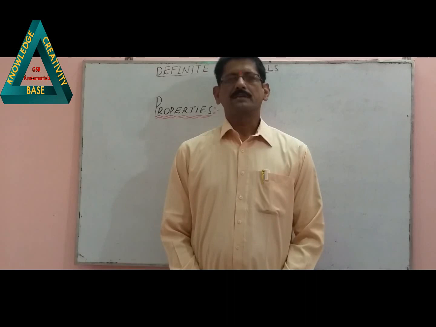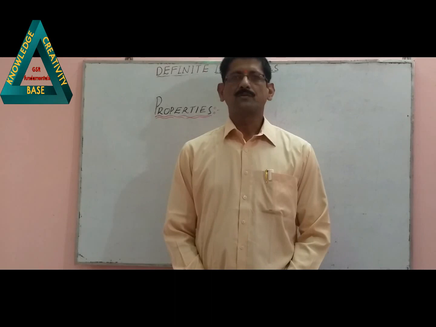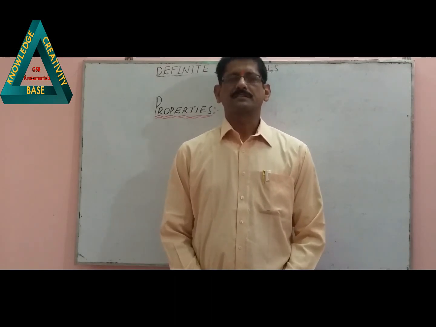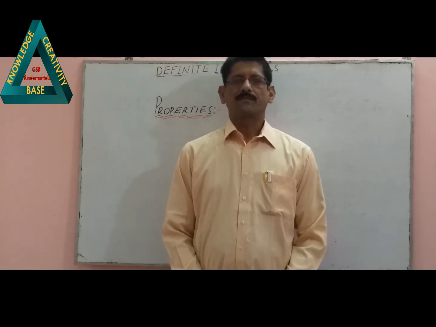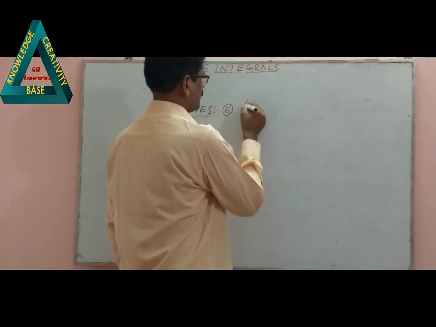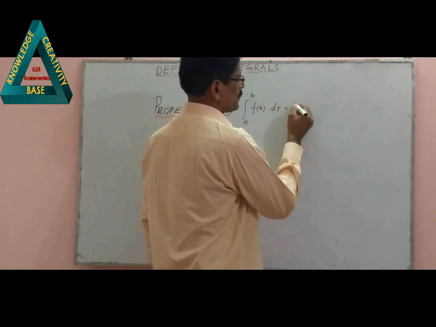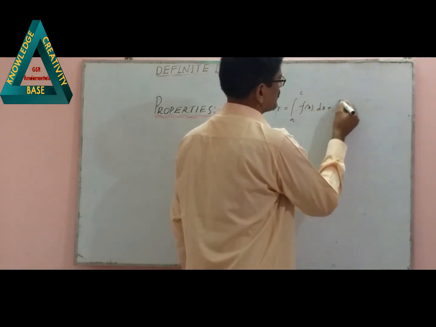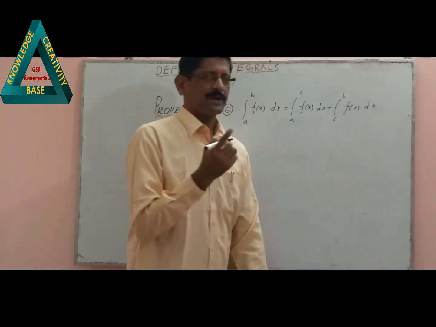The sixth property is integral a to b f of x dx is equal to integral a to c f of x dx plus integral c to b f of x dx. Here c is one value that lies between a and b. That means property number 6: integral a to b f of x dx is equal to integral a to c f of x dx plus integral c to b f of x dx. This is property number 6.